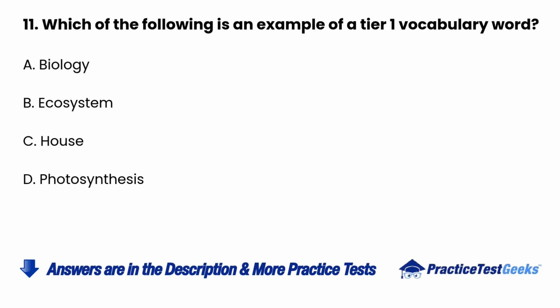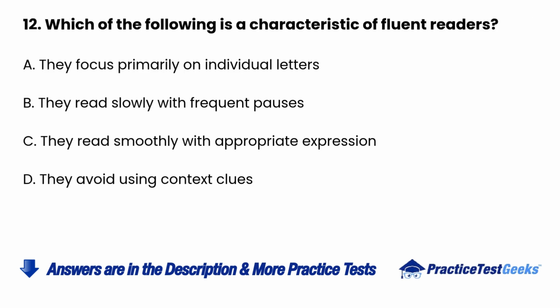11. Which of the following is an example of a Tier 1 vocabulary word? A. Biology. B. Ecosystem. C. House. D. Photosynthesis.